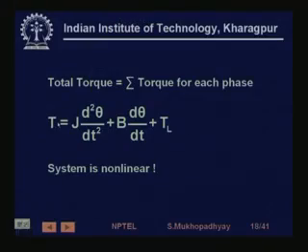Finally, what will be the total torque? T is the electromagnetic torque generated like we discussed, and that has to be balanced by the load torque. The difference between these two torques will accelerate or decelerate the machine, or some of it will get absorbed in the friction. You can see that this torque itself is a function of theta. So, this is a nonlinear differential equation, and therefore, this system is actually nonlinear.